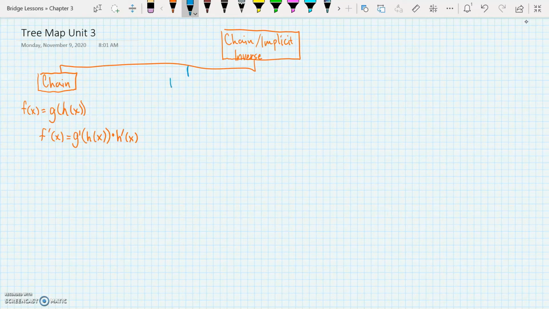The next topic that we studied was implicit differentiation. Implicit differentiation is when you have a function, not a function, but a curve that has both x's and y's in it. And when you take the derivative of that, you treat y like a function because dx/dx is 1, but dy/dx is not 1. So everywhere you see a y, you're treating it the same way you would a function.